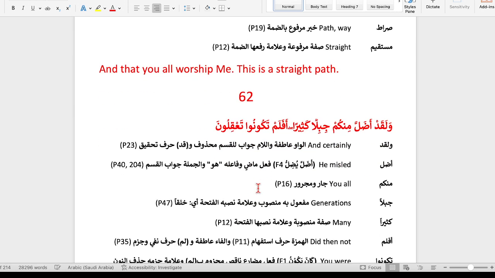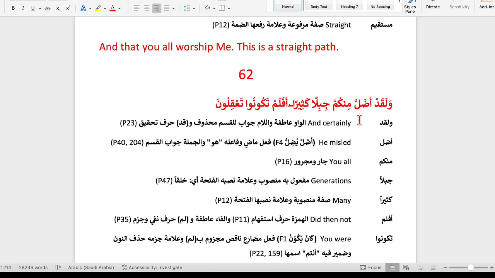Verse number 62, walakad azalla minkum jibillan kasiran afalam takunu taqilun. So wow again, wow harfu atfin, same connecting the previous verse. Lakad, when you see lakad, normally lakad comes when there is a jawab shart. When there is a shart, there is a jawab shart. Not shart, sorry, qasam. So lakad comes for the jawabul qasam.